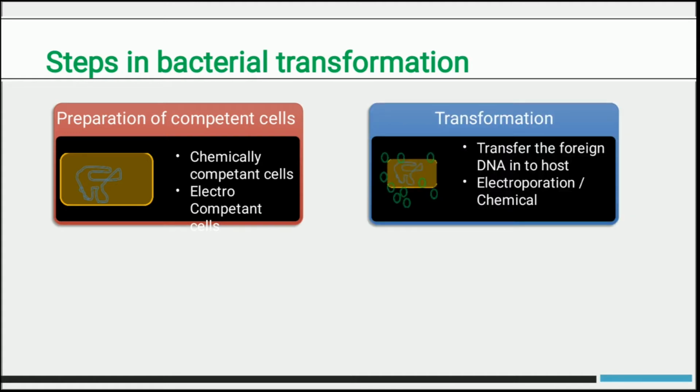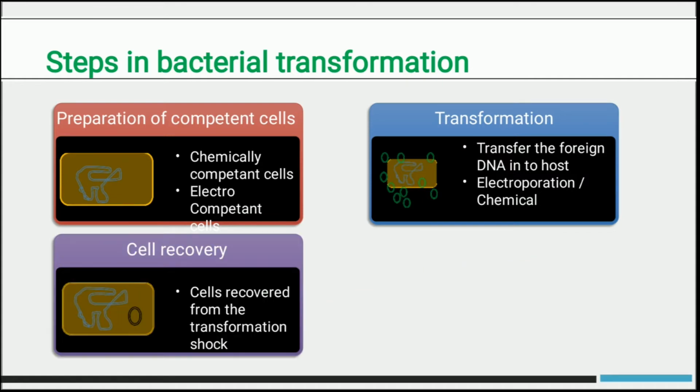The second step is performing the transformation procedure. So here, once we make the E. coli into competent cells, the plasmids with foreign DNA and the E. coli competent cells are mixed together to enable the plasmids to enter inside the E. coli, and this procedure is called transformation. Generally this is achieved by two methods. One is called electroporation and another method is transformation through chemicals.